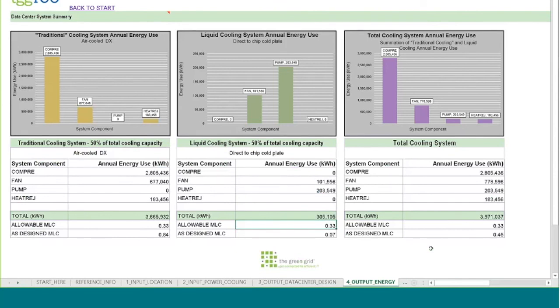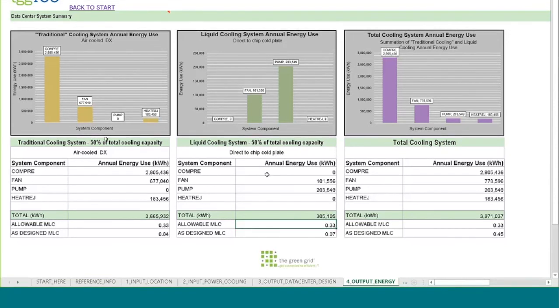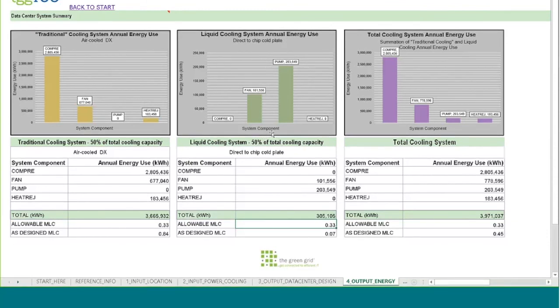Okay, so this is the very straightforward, very simple energy consumption by system type. The first one, keeping the theme going, is the air-cooled system on the far left, and what the energy is based on in this case is 50% of the total cooling capacity. It's the liquid cooling system energy use based on the temperatures and everything that we put in the input.